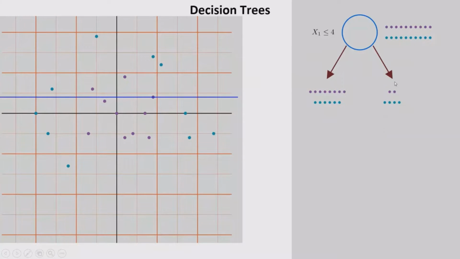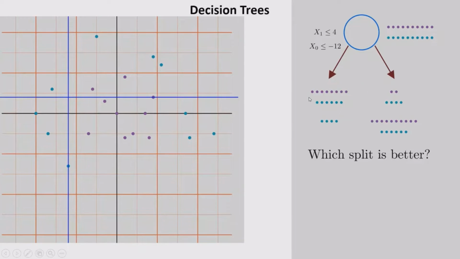So what about this? If I choose another classifier, say x0 less than minus 12, say this vertical line, then I get this classification. Again, this is completely random. It's arbitrary. If I choose this classification, however, then I can see that there is a pure classification on this side. This is decisive. This is impure, of course, but this is pure. So which one do you think is better?